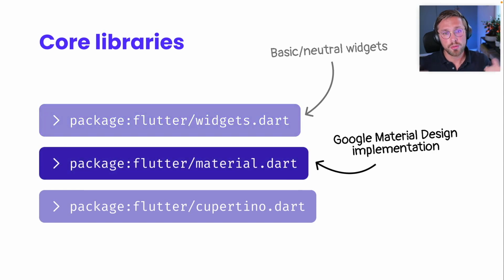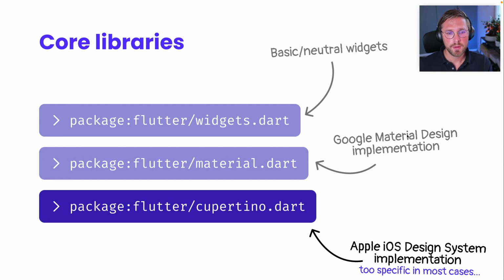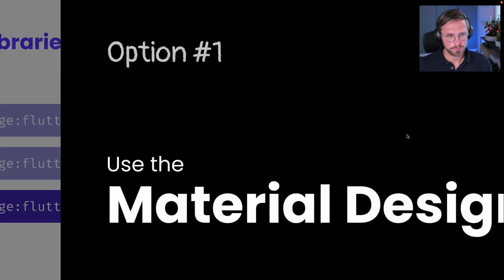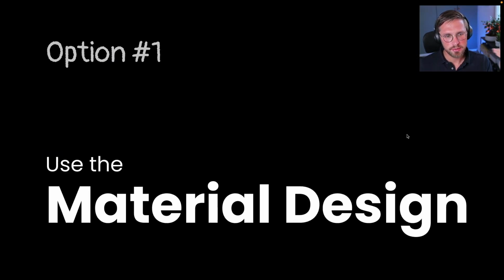You have the Google Material Design implementation, which is in fact a more advanced design system with more components and more rules. You also have specific theming mechanisms too. And finally, you have the Cupertino, which mimics the iOS look and feel. I won't cover too much Cupertino today because I think it's too specific in most cases. Let's start by studying Material Design.